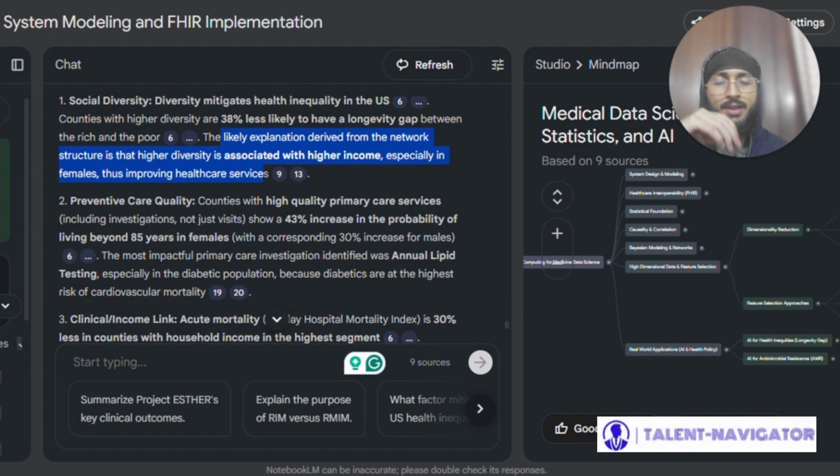Then we have preventive care quality. Counties with high quality primary care services, including investigations, not just visits, show a 43% increase in probability of living beyond 85 years in females, with a corresponding 30% increase for males. The most impactful primary care investigation identified was annual lipid testing, especially in the diabetic population, because diabetics are at the highest risk of cardiovascular mortality.